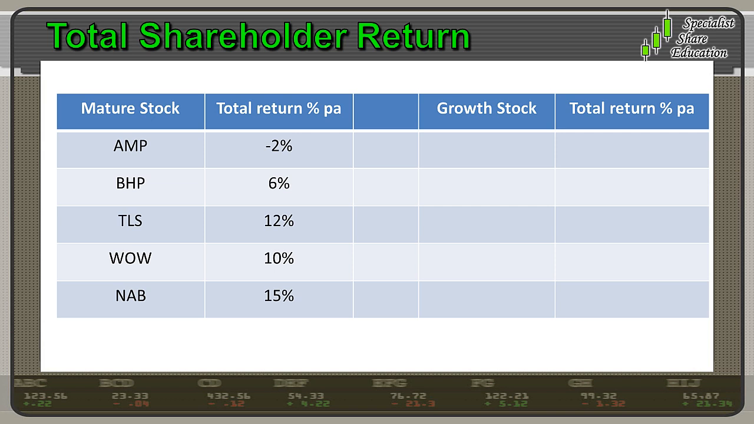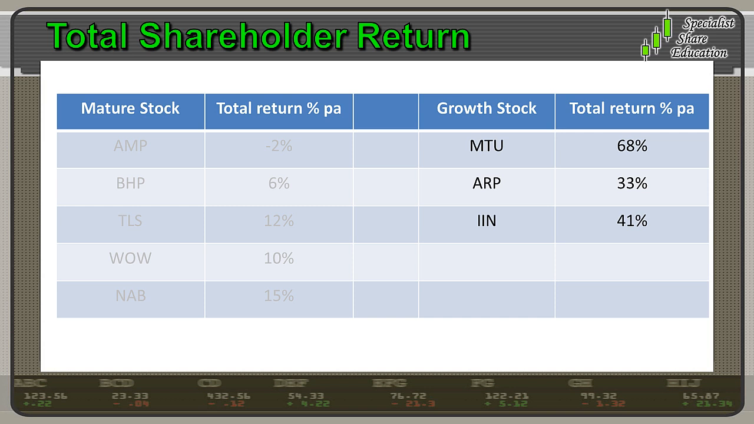Telstra comes in at around 12% per annum, Woolworths 10%, and National Australia Bank 15%. And of course, those returns have been after very substantial run-ups in share price, particularly in Telstra and NAB over the last year. So they may be sort of slightly inflated.